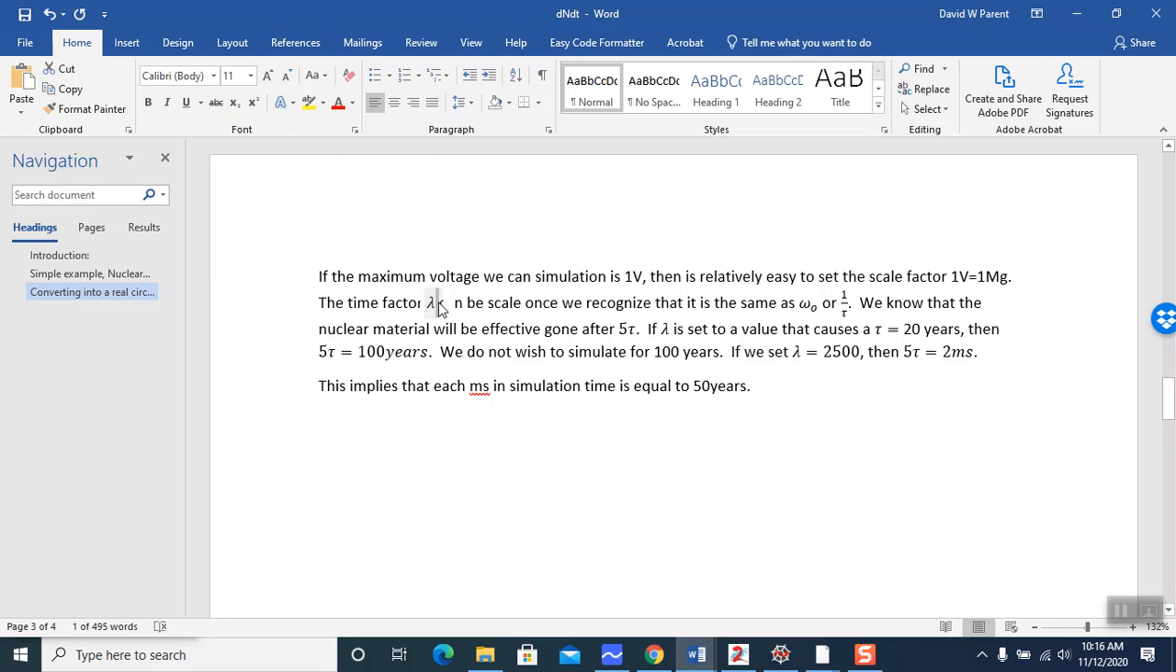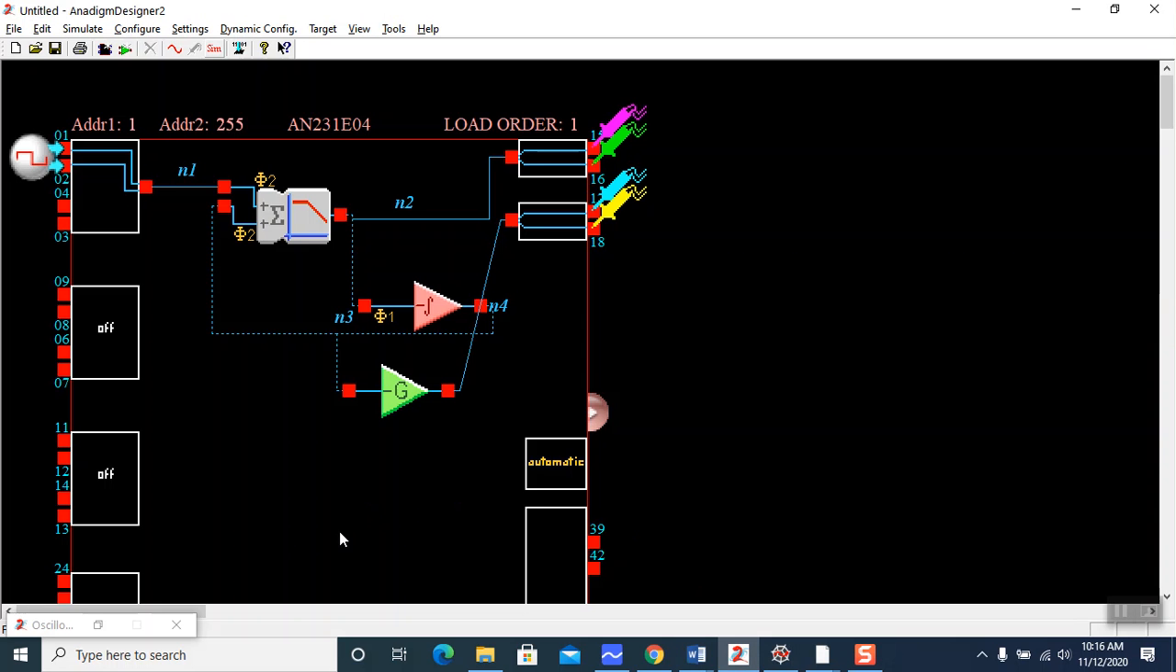Now the time scale. That's really just omega naught from different classes, or 1 over tau. If we know the nuclear material will be gone after 5 tau, and lambda is set to a value that tau is 20 years, then all the material will be gone in 100 years. We don't want to simulate for 100 years. So what if we set lambda equal to 2500? Then 5 tau is 2 milliseconds, and this implies that each millisecond in simulation time is equal to 50 years. All right. Let's implement this in the Anadigm tool.